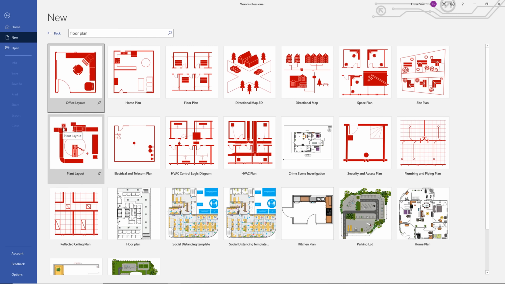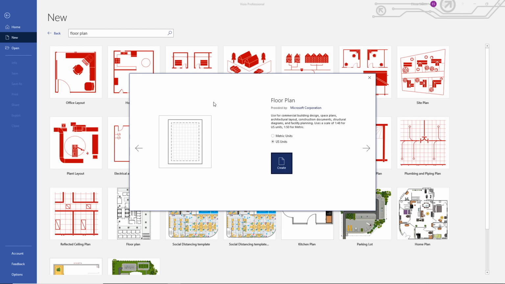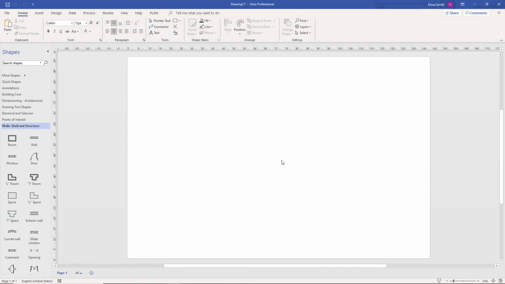And you'll see that many of them are based on different kinds of floor plans, everything from a plant layout for an industrial plant to a basic home plan. Now we're going to stick with the most basic type. This is a floor plan. Again, notice you can pin it if you'd like, but in our case, we're going to base it on US units for measurement. Now we get a blank drawing area, but here's the good news.